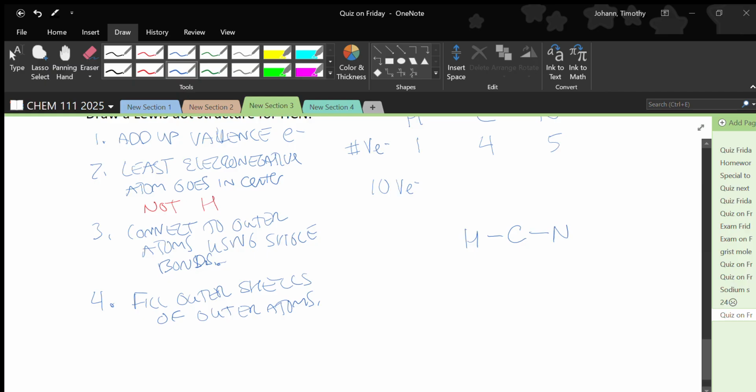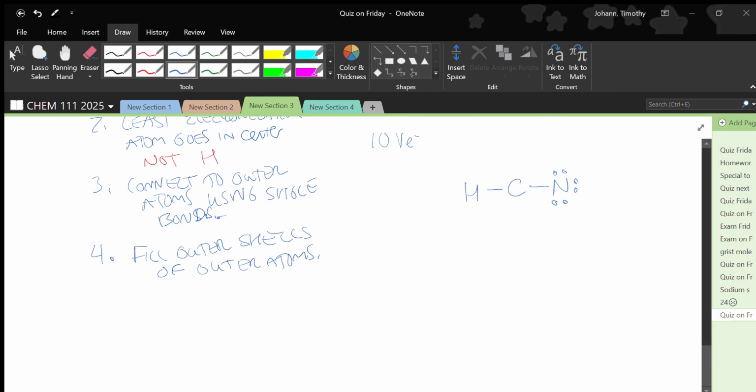Hydrogen, how many electrons does hydrogen currently have around it? 2, so it's good. Do you have a question? Okay. Nitrogen, how many electrons does it have around it? 2, how many more does it need? 6. So we're going to go ahead and do this. All right. Those are all filled. All right, and then you're going to fill, I separate two of these. Fill outer shell of center atom.